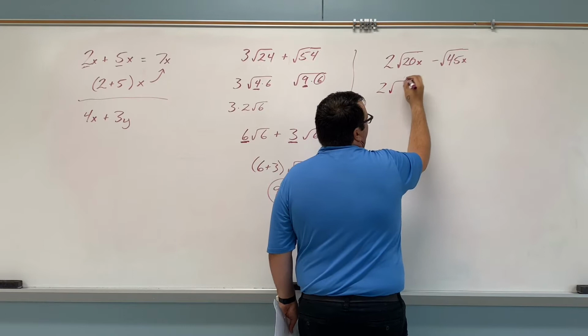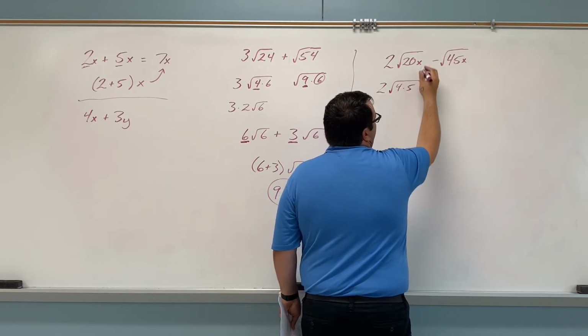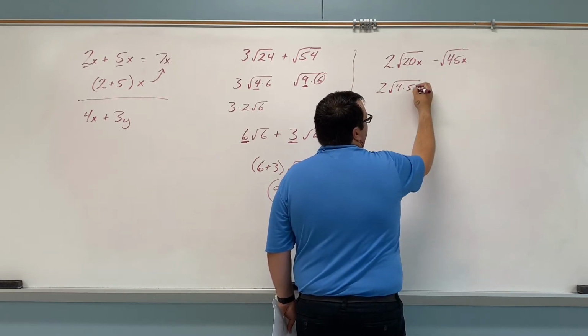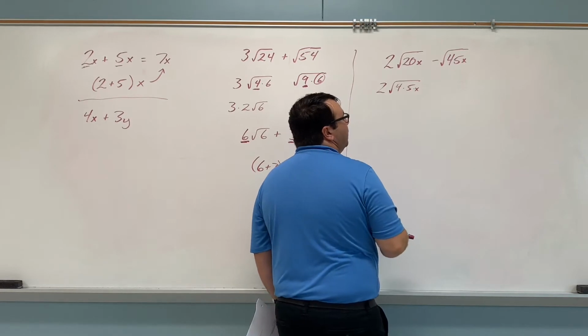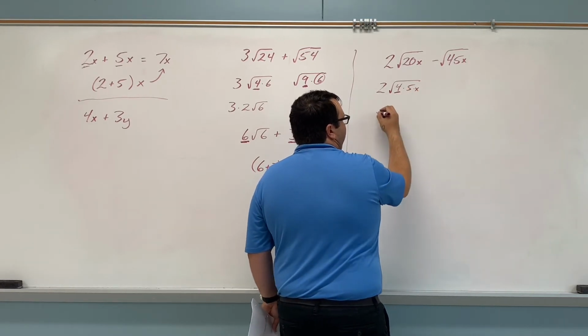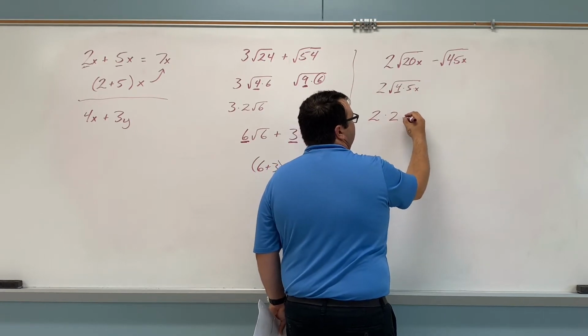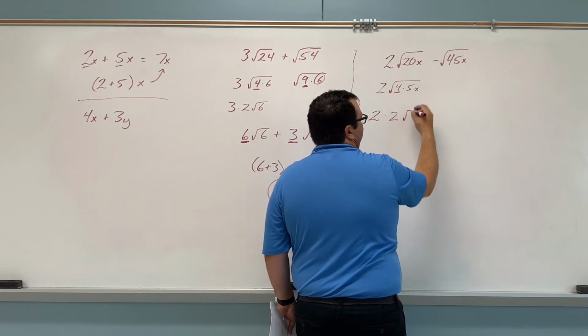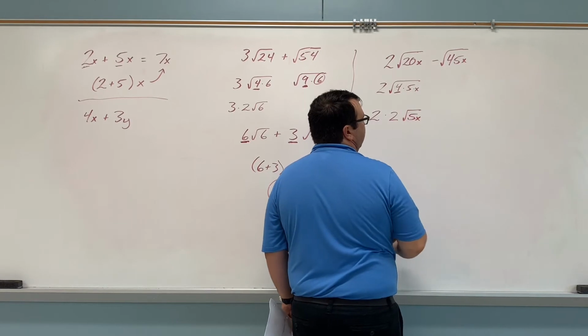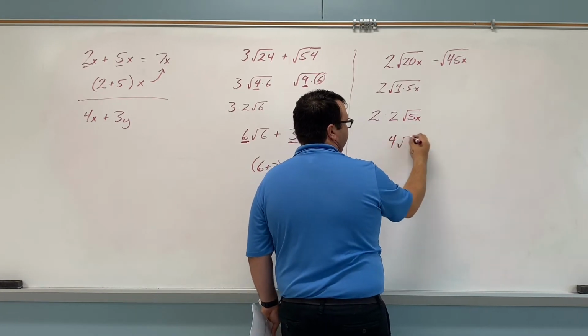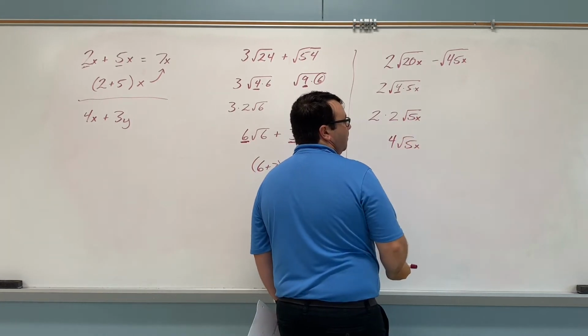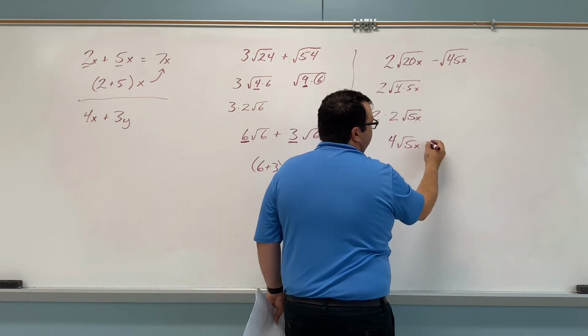Square root, 20 can be 4 times 5. And I still have this x, so 4 times 5 times x, if you will. This 4 can be pulled out as 2, so I have 2 times this 2 that I just pulled out. Square root, I have left over 5x. This is 4 square root of 5x. I am subtracting, so I'm going to bring that down.